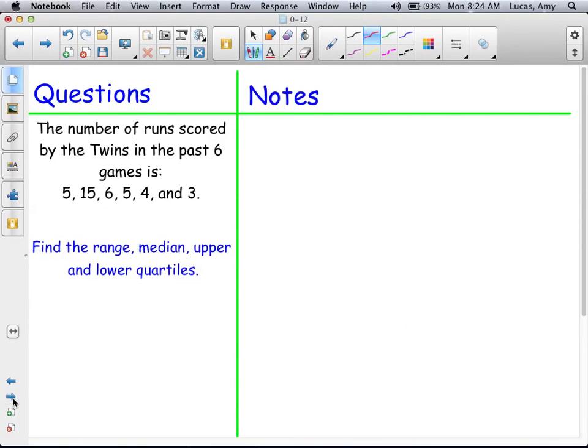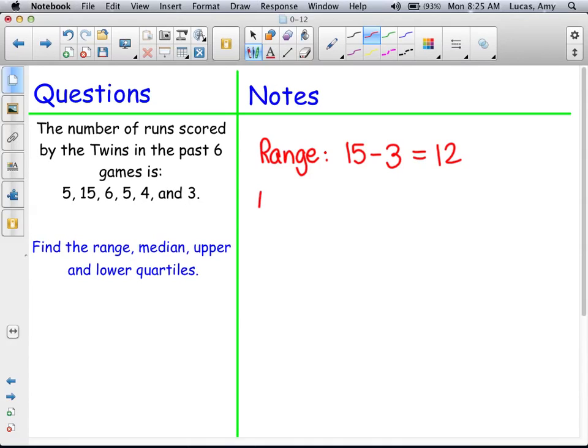Our next example, we're switching gears a little bit. It has the number of runs that the Twins have scored in the past 6 games. They want the range, median, upper, and lower quartiles. So to find the range, we subtract the highest number minus the lowest number. The highest number being 15. 15 minus 3 gives us a range of 12 runs.